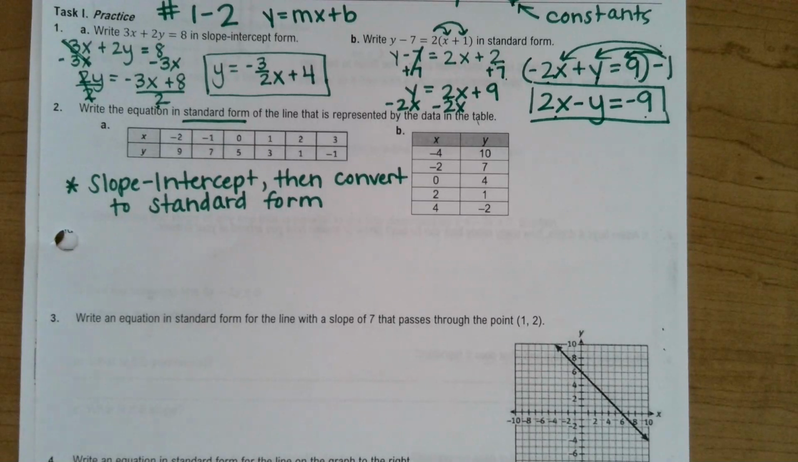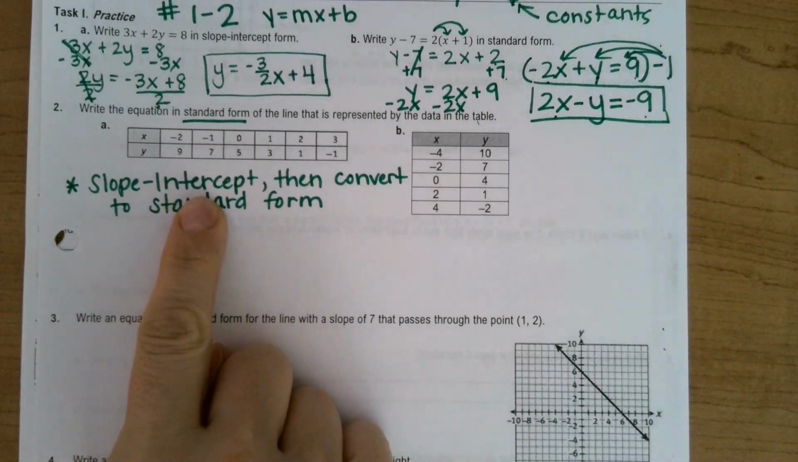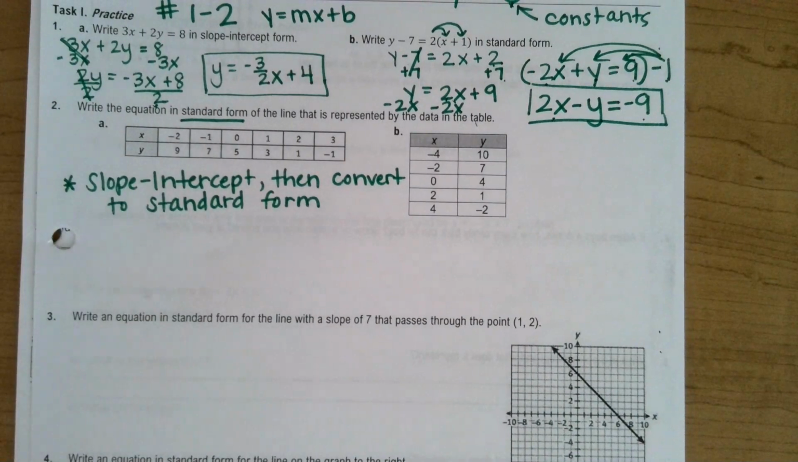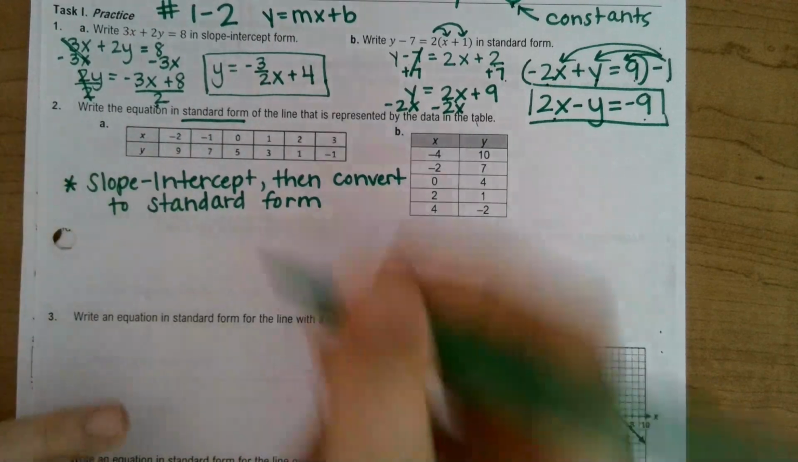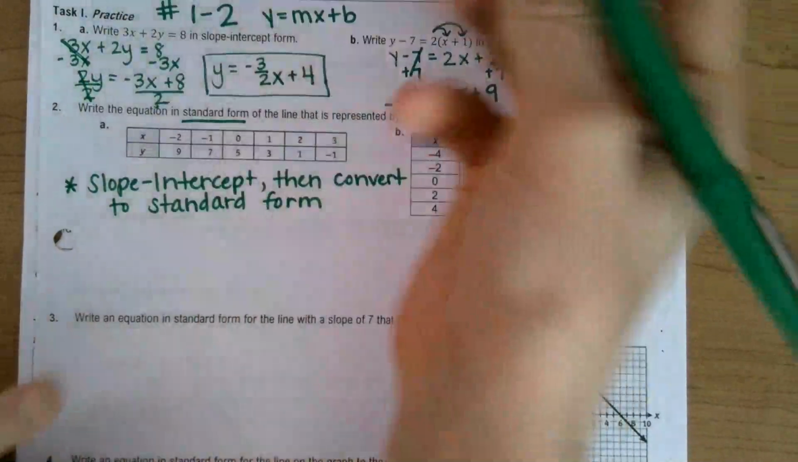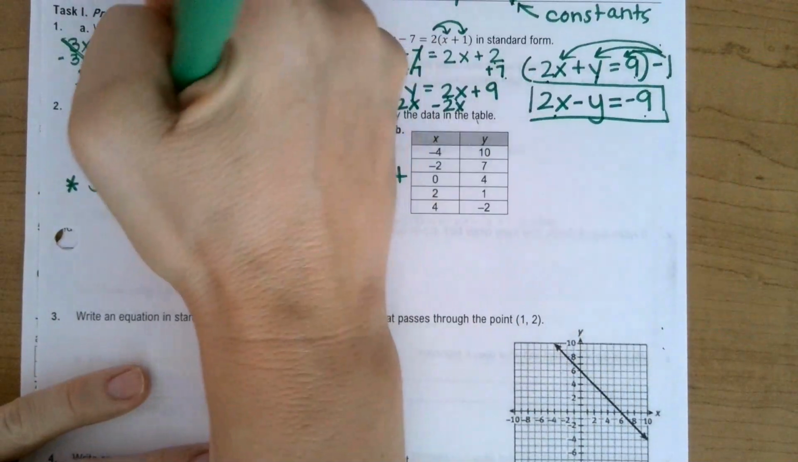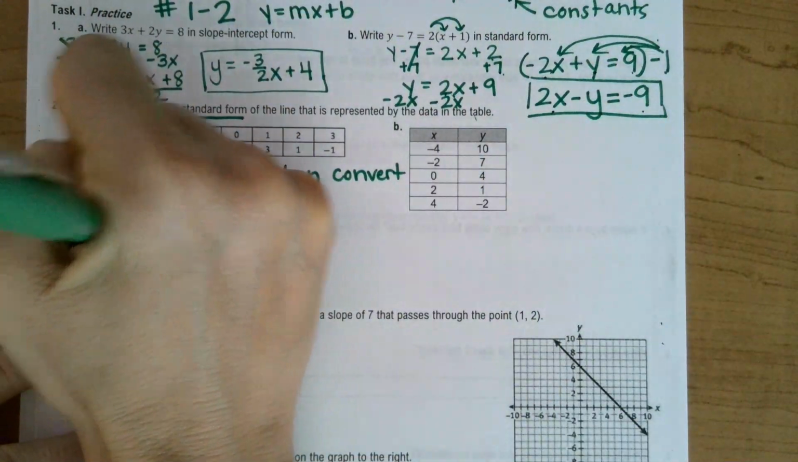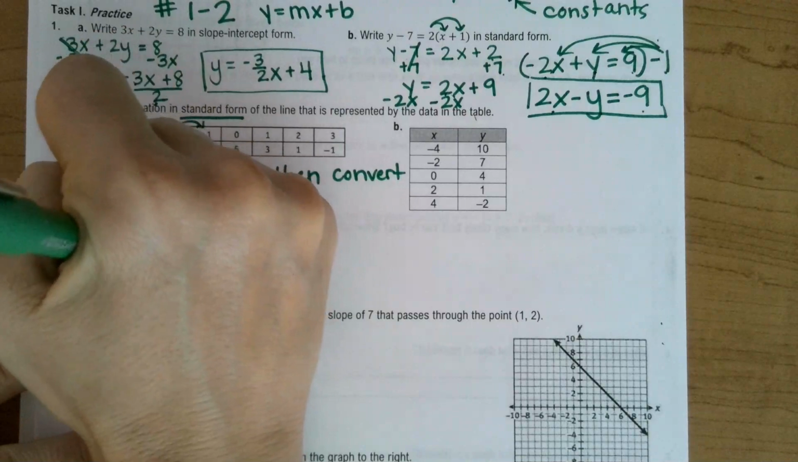Okay, so for number 2, write the equation in standard form. So I said, first write slope-intercept form, then convert to standard form. So when we're looking at a table, we took notes on this last week, finding slope, all you need is 2 ordered pairs, 2 columns or rows in the table. So let's say you picked the first 2 columns here. So remember, our slope is our change in y over our change in x.